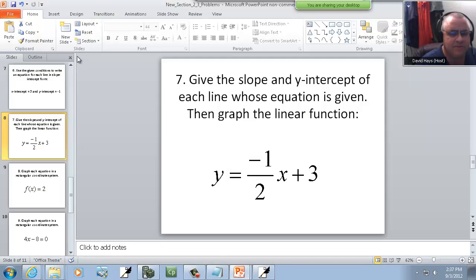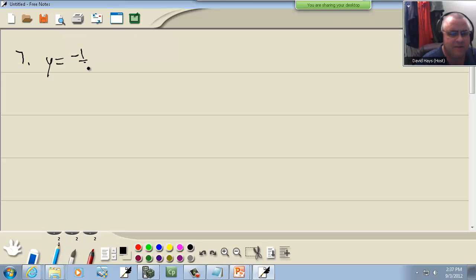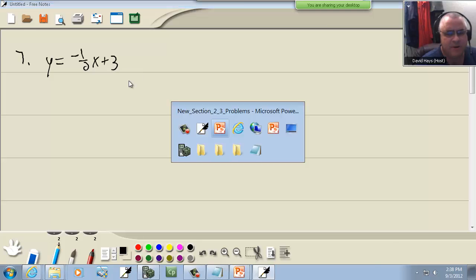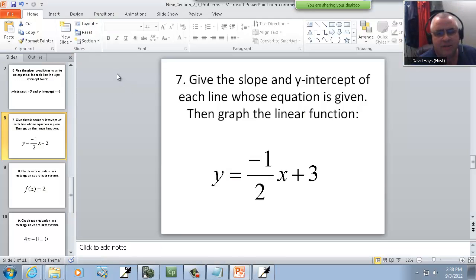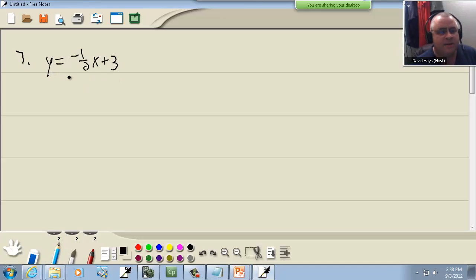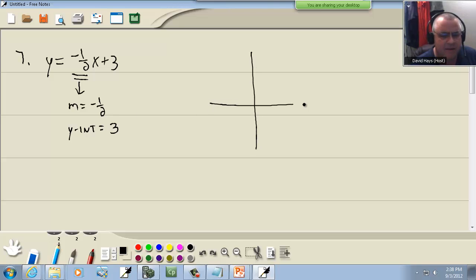We got y is equal to -1/2 x plus 3. It says give the slope and y-intercept and then graph it. Well, slope-intercept form is when it's y equals, which is the right form. So our slope is going to be the number before x, which is -1/2, and our y-intercept is going to be the number at the end, which is 3. Now let me show graphing it by hand. Then I'm going to use a calculator.